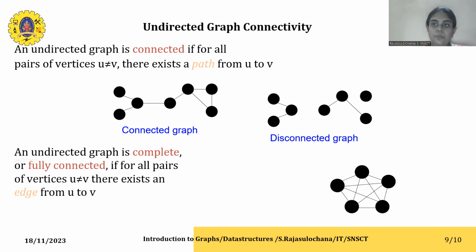If there is an edge between every pair of vertices in an undirected graph, that particular graph is said to be complete or fully connected. Understood? So here I have discussed what a connected graph is, what a strongly disconnected graph is, and what a complete or fully connected graph is in case of an undirected graph.